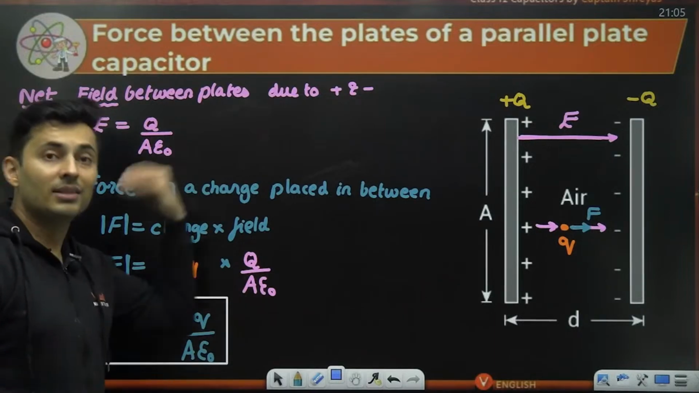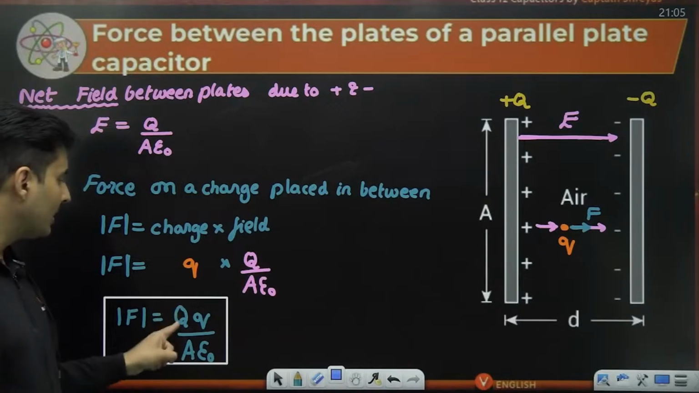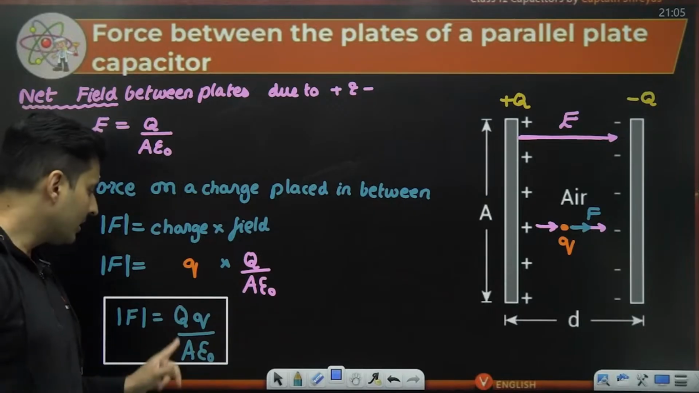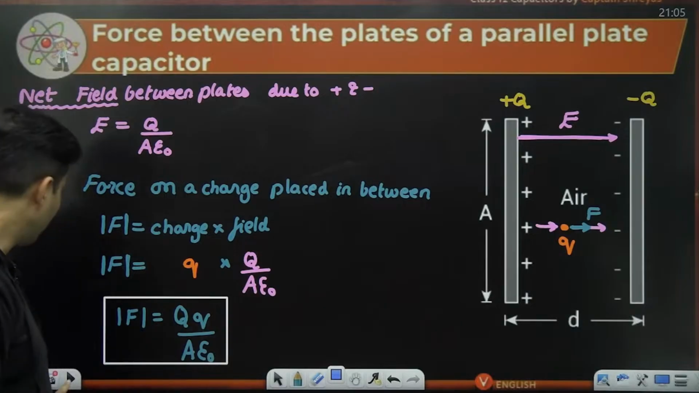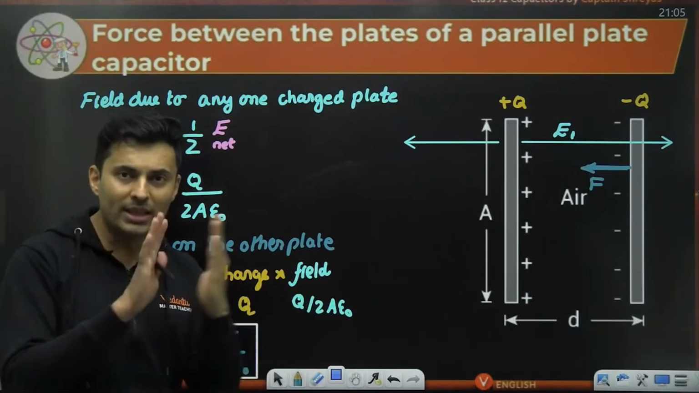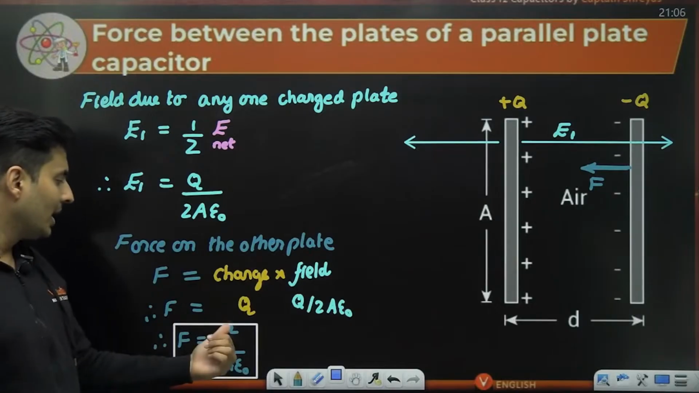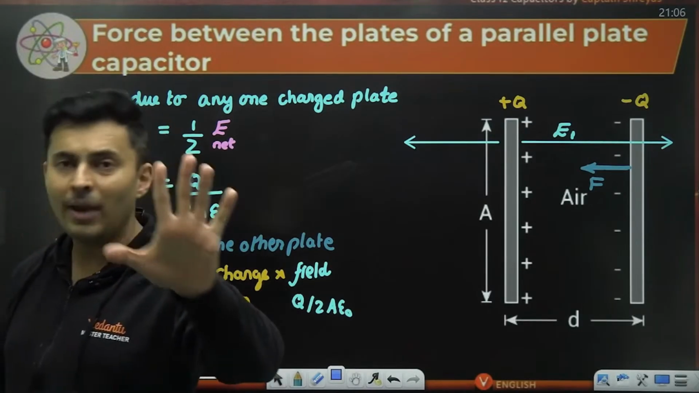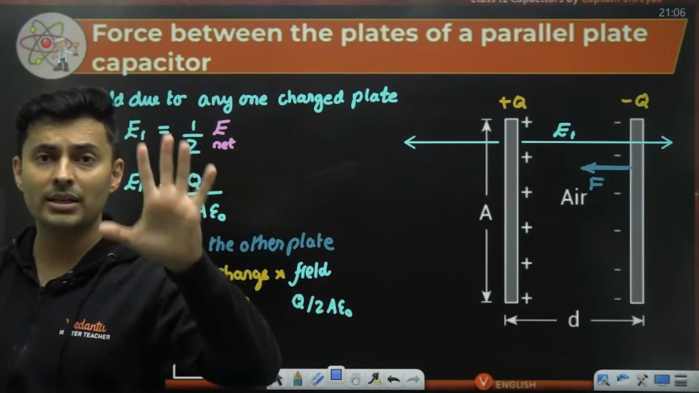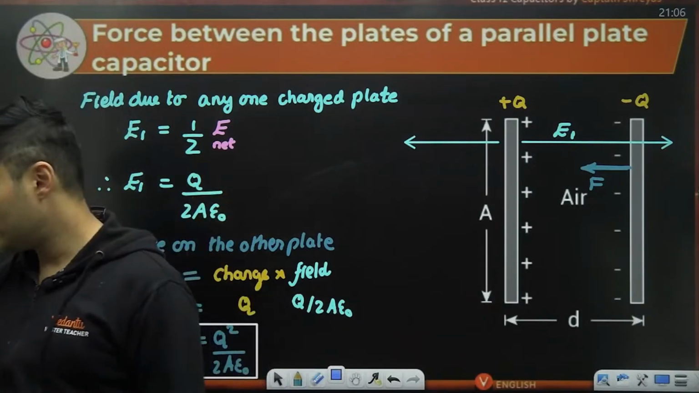But force on a third charge will be QQ by A epsilon naught. There is no Q square, it's QQ, and there is no 2 over here. But when it comes to the force between the plates, there is that number 2 and there is that square also over there. That's one big dramatic difference which every student can misunderstand.